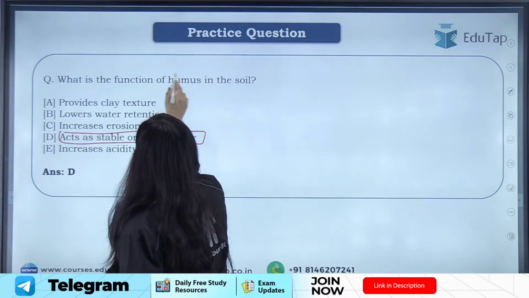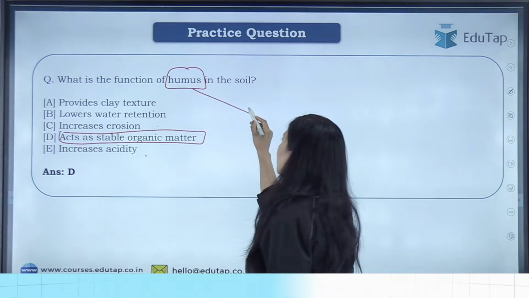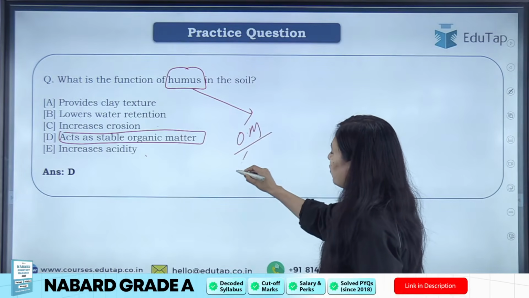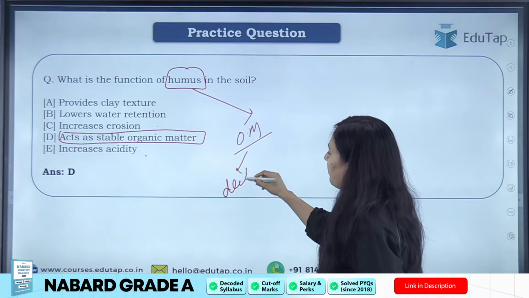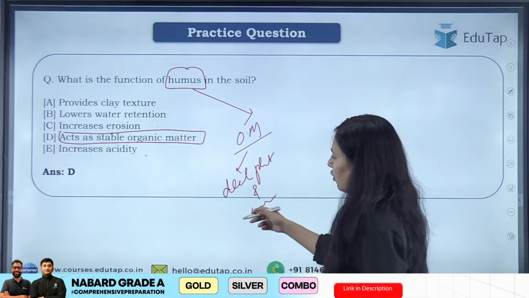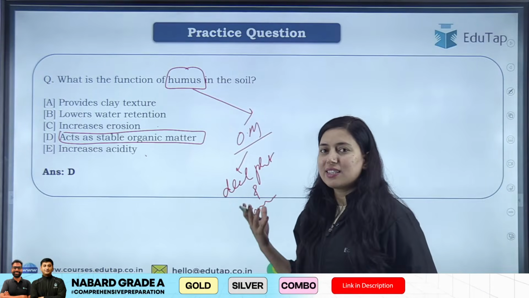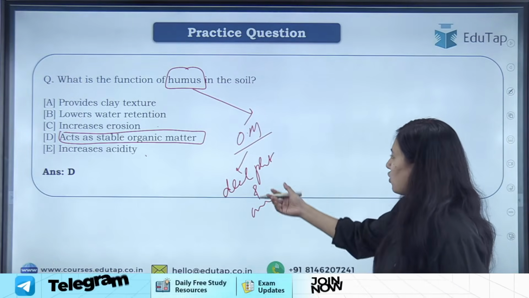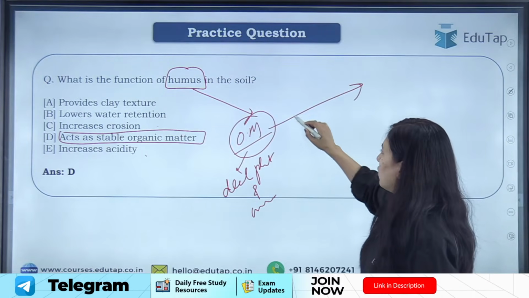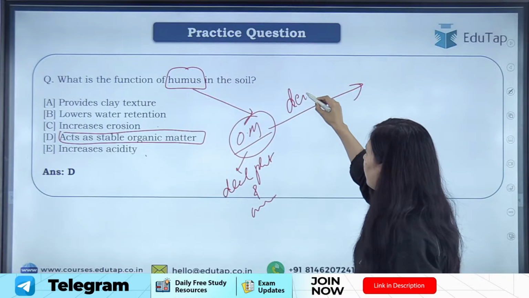Students, first we need to understand what humus is. In soil, organic matter is all the dead decaying plant and animal material that is there in the soil. Now this organic matter goes through a process which is known as decomposition.